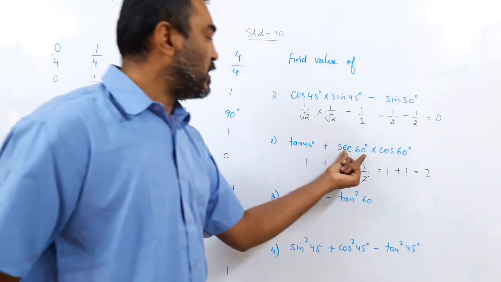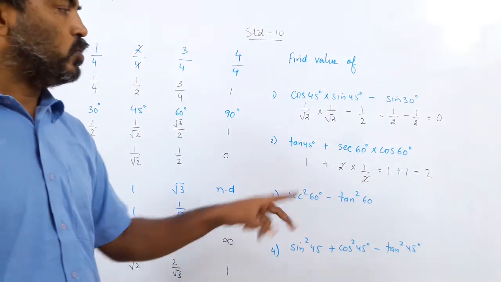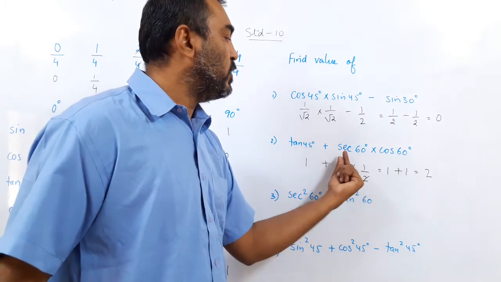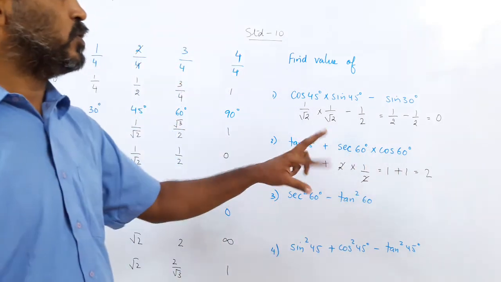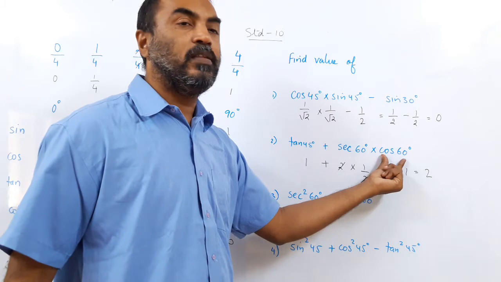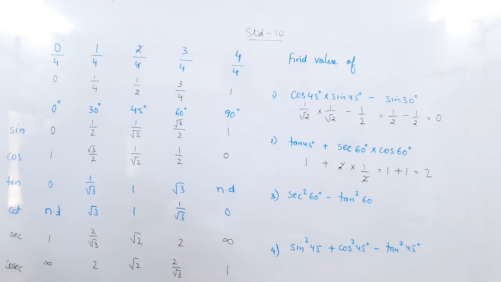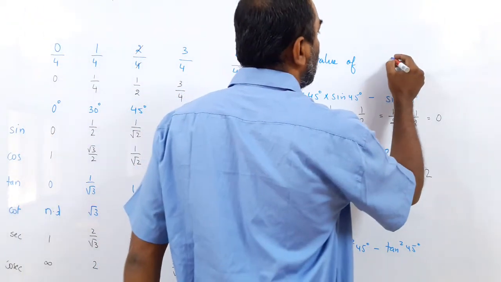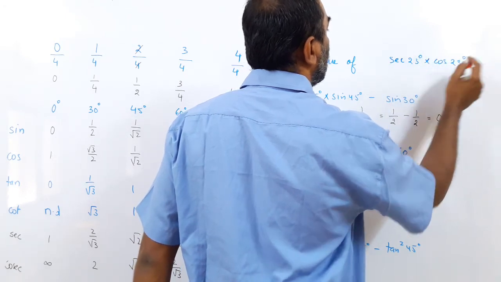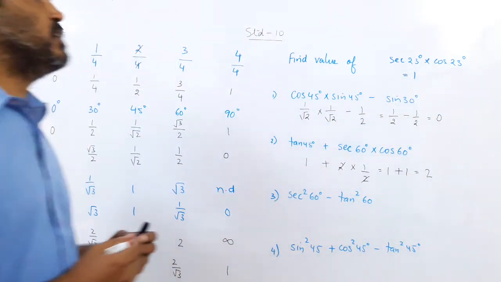Now remember, this is sec and cos. If you recall, sec and cos are reciprocals. So no matter what the degree is, both degrees should be the same. When the degree is the same, sec into cos will always give you 1 because they are reciprocals. So even if we write sec 23 degrees into cos 23 degrees, the answer will be only 1. Now there is no 23 degree in the table, but what I am saying is, when these two degrees are the same, sec into cos will always be 1 because they are reciprocals.